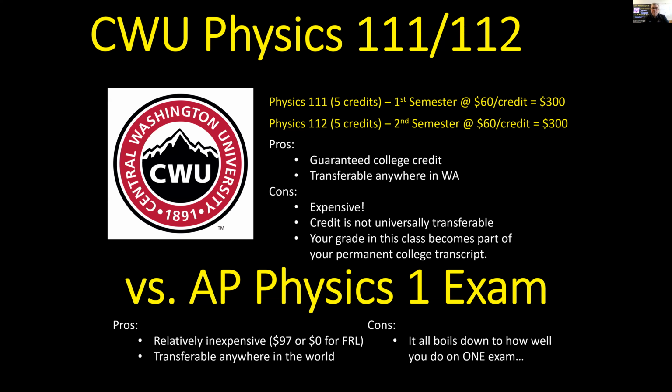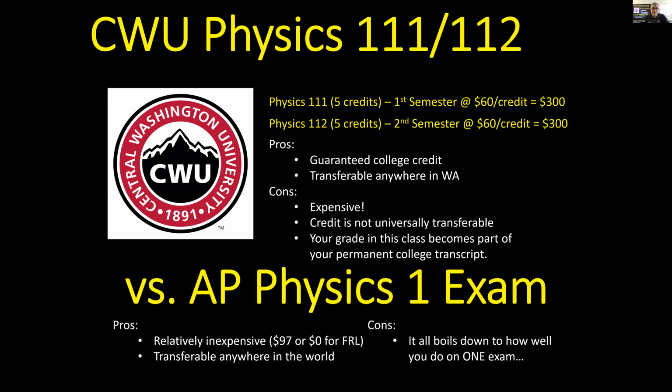One of the cons, of course, was that it was expensive, but the cost is no longer there. I'd say the main con is that whatever grade you earn in the course becomes permanent on your high school transcript, and you also generate a Central Washington University transcript. Most of the students do just fine in the course, so that's not really much of a concern. But a student who might struggle should really consider whether they want to pursue Central Washington University Physics 111, 112, because that same level of risk isn't there if they're just in the AP. They don't also generate a college transcript.